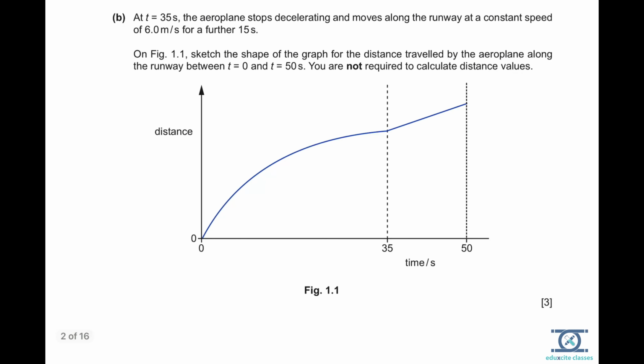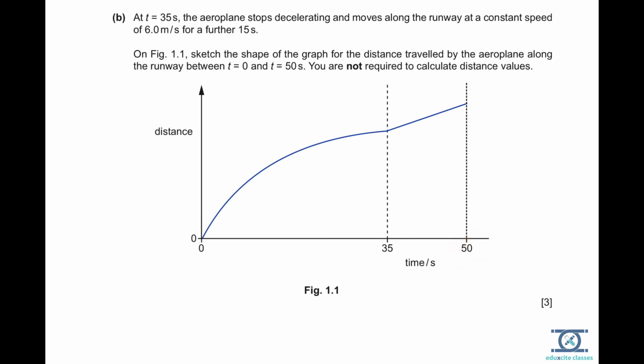Now in the next part, B, at t equals 35 seconds, the aeroplane stops decelerating and moves along the runway at a constant speed of 6 meter per second for a further 15 seconds. On this figure, we have to sketch the shape of the graph for the distance travelled by the aeroplane along the runway with respect to time from 0 to 50 seconds. You are not required to calculate distance values. We are not here to calculate the distance, but we have to draw the graph for 0 to 50 seconds for the aeroplane.